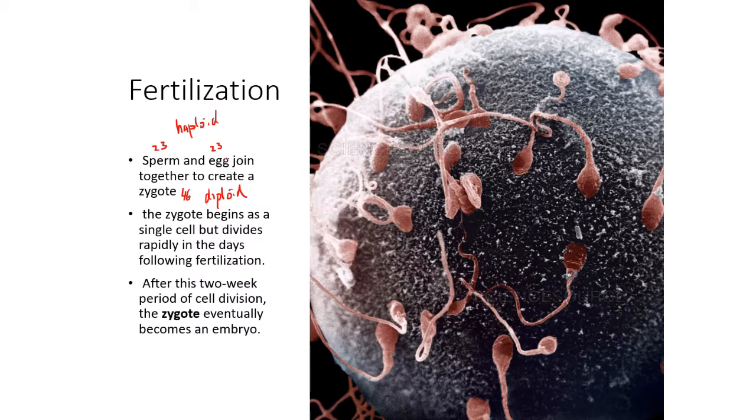This zygote starts off as a single cell, but then it will rapidly divide using mitosis following fertilization, and after about 2 weeks or so, the zygote will eventually become the embryo. And then the embryo is going to grow into the fetus, which, as we know, will become the baby.